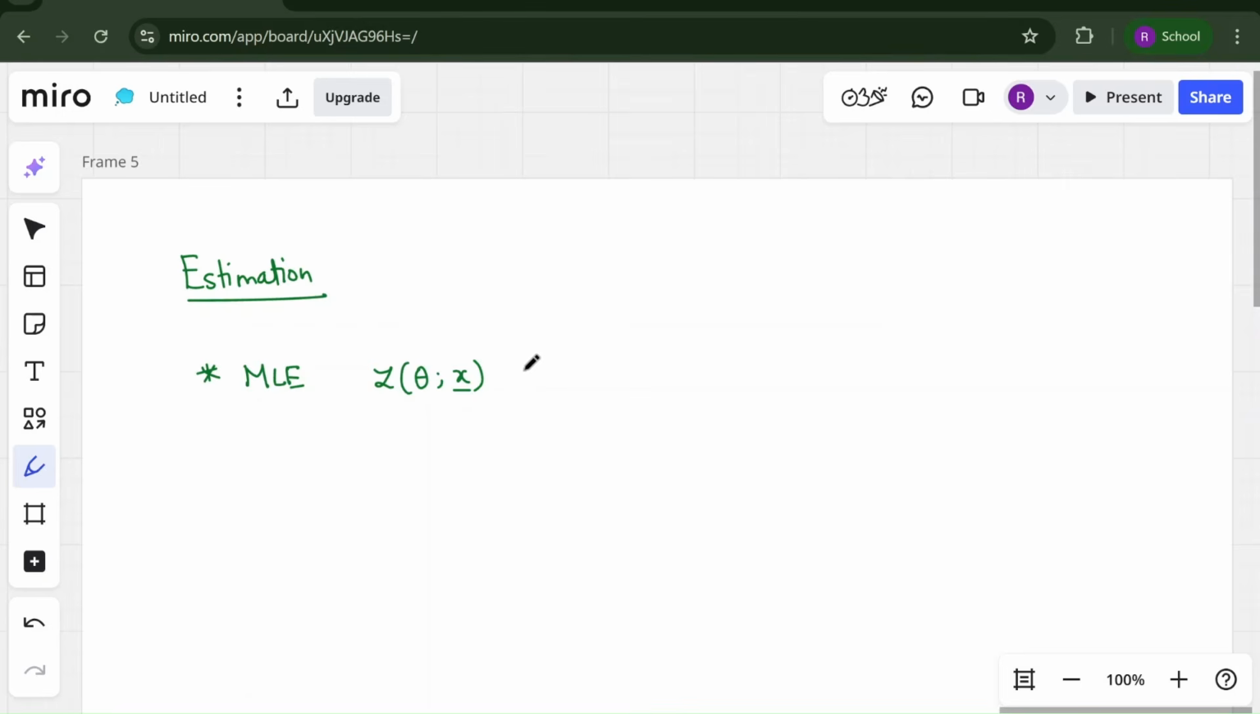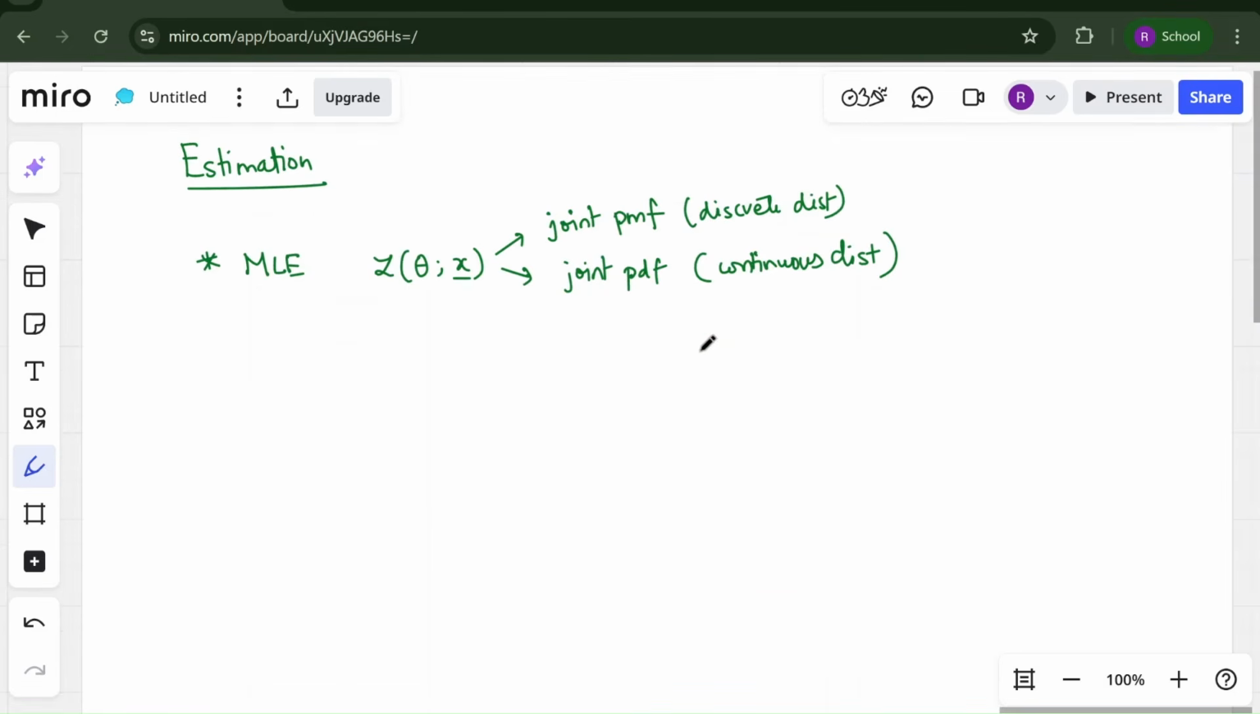How to compute this likelihood? It is either the joint PMF in case of discrete distributions, and it is the joint PDF in case of continuous distribution. I hope everybody knows what is joint PMF and joint PDF. You just have to take the product of the PMFs and the product of the PDFs, right?